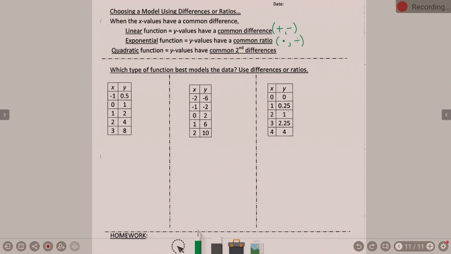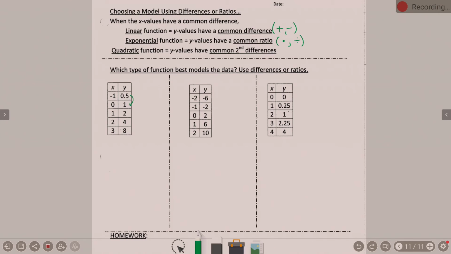So, which type of function best models the data? And it says uses differences or ratios as opposed to just graphing it. So, first of all, do my x values have a common difference? Well, x's. Oh, yeah, I was thinking y. The x values are just increasing by 1 each time, yes? Yeah. So now, on y values, we have to figure out, okay, what is it doing each time?